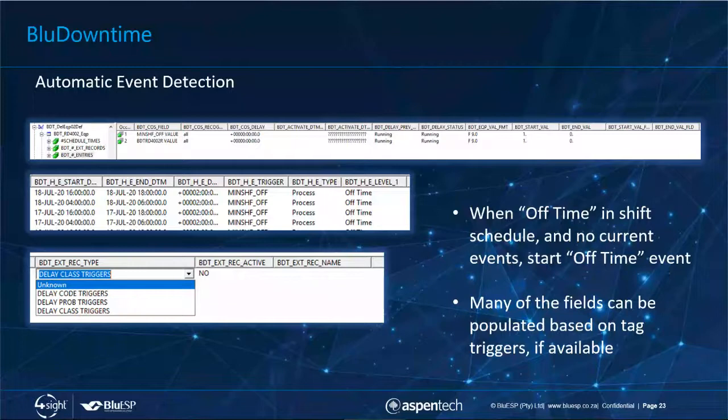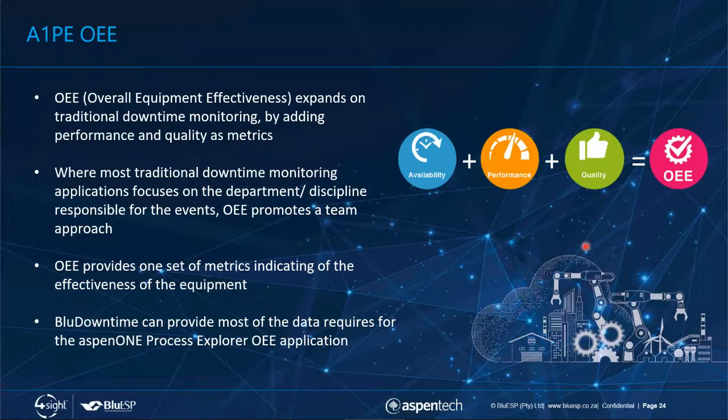We will now briefly discuss the Aspen One Process Explorer OEE functionality. It is standard functionality with Aspen One Process Explorer. And what the overall equipment effectiveness, or OEE, does is expand on traditional downtime monitoring by adding performance and quality as metrics. We will see a graphical example of that in the next screen. Now, there's a number of advantages or differences between traditional downtime monitoring and OEE.